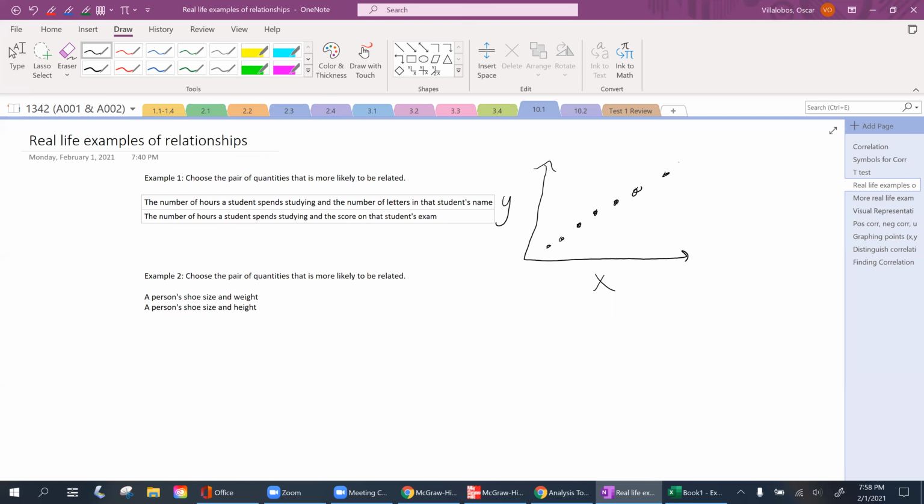Example 2, choose the pair of quantities that is more likely to be related. A person's shoe size and weight, or a person's shoe size and height. What do we think?